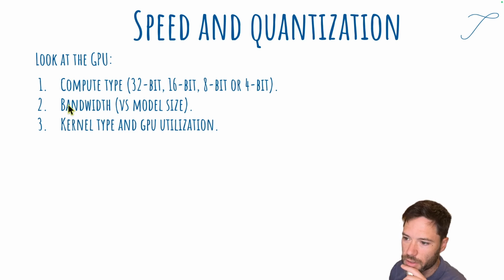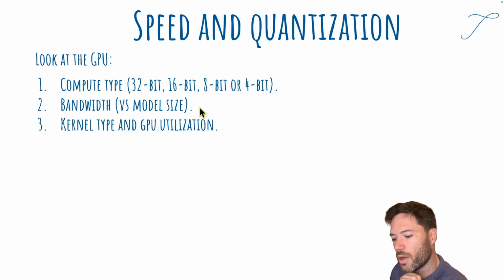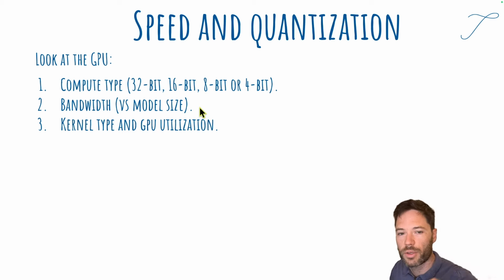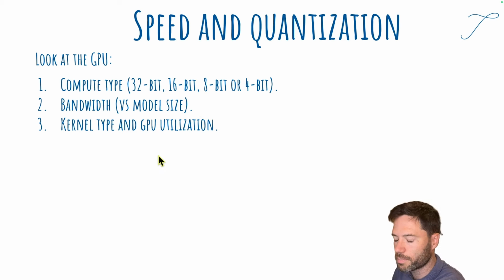Then I'll talk about the notion of bandwidth versus model size. This relates to reading the weights from the VRAM. So once they're already on the GPU, into the deep calculating part of the GPU, that's called the SRAM. And I'll also talk a bit about kernel type design and GPU utilization, because these are also important for influencing speed.